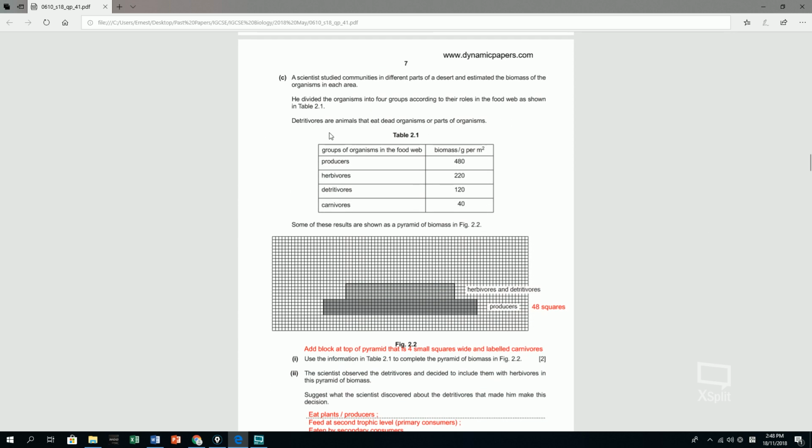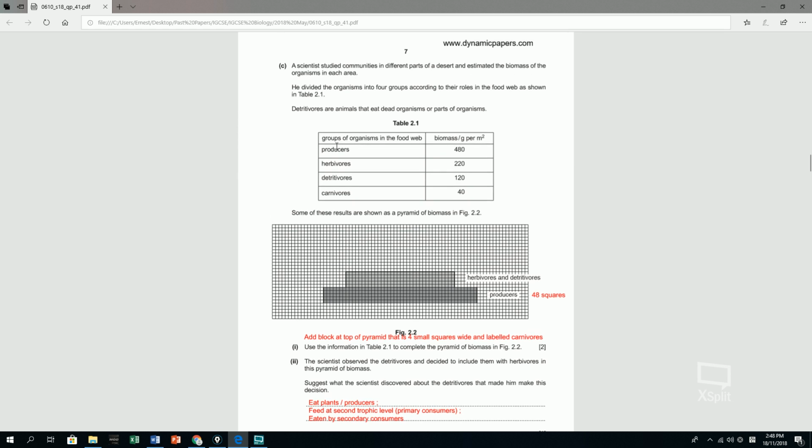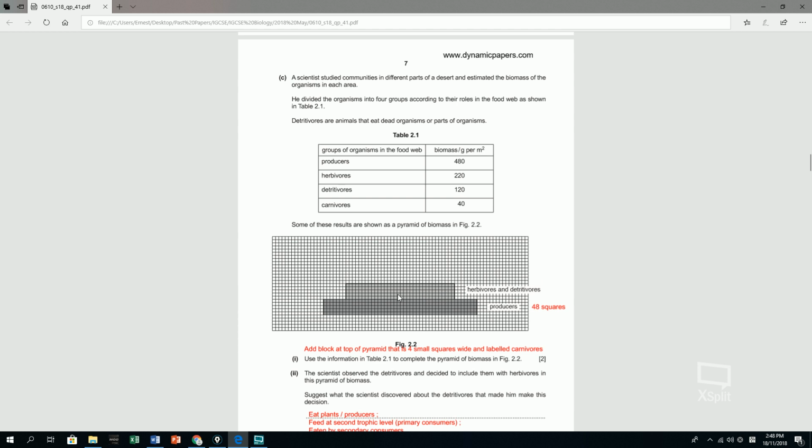So this part of the question is talking about the pyramids of numbers and biomass and things like that. They first get you to complete the pyramid of biomass by looking at the table here. So, you know, you've got producers, herbivores, detritivores, and carnivores, right? What's missing on the pyramid of biomass is indeed the carnivores.